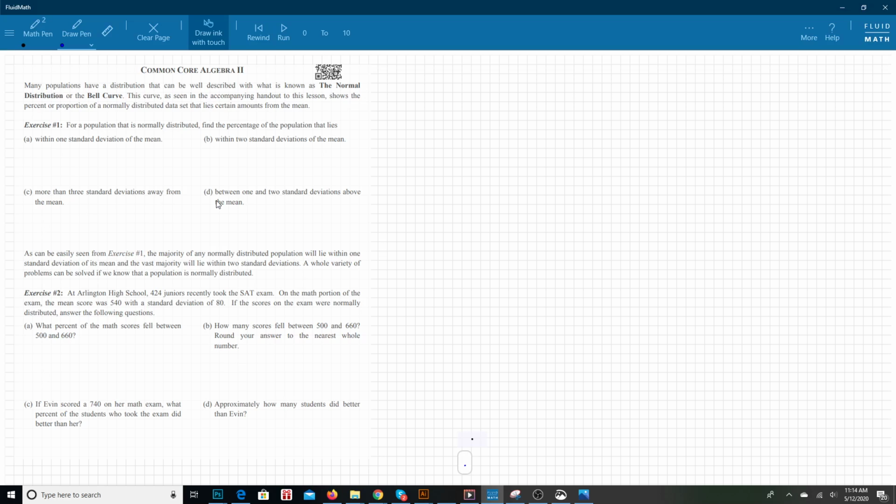Reading the first question. It says, many populations have a distribution that can be well described with what is known as the normal distribution, or the bell curve, right? Which is generally, again, where the average falls. When you fall within a bell curve, everything's expected. Outside the bell curve, 1 or 2 standard deviations, okay. Way outside the bell curve, then your data is off, generally.